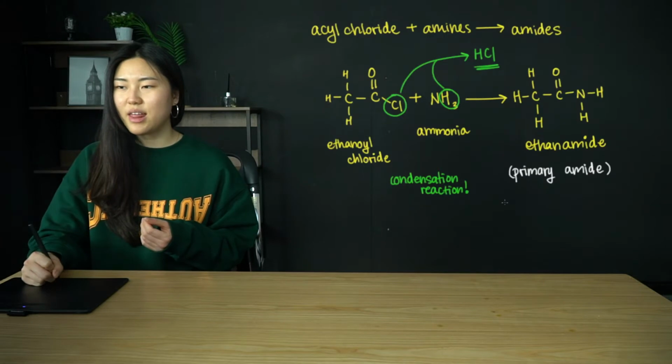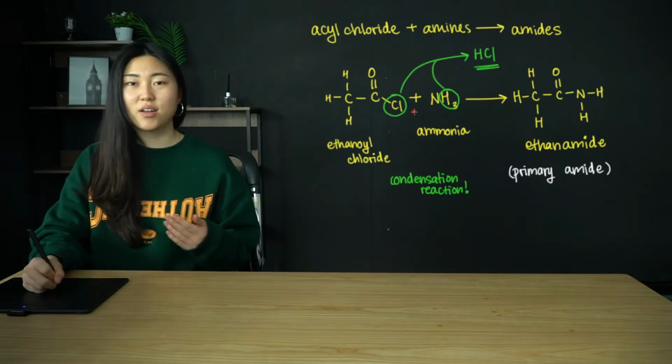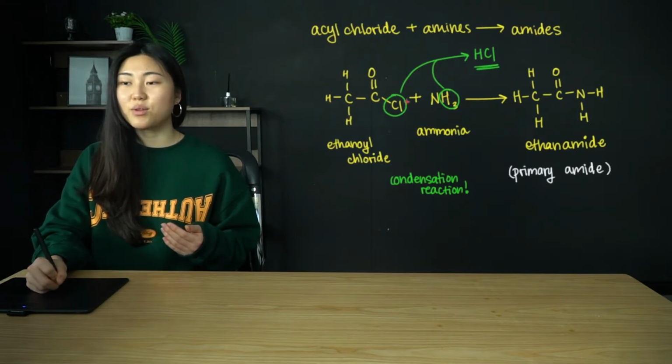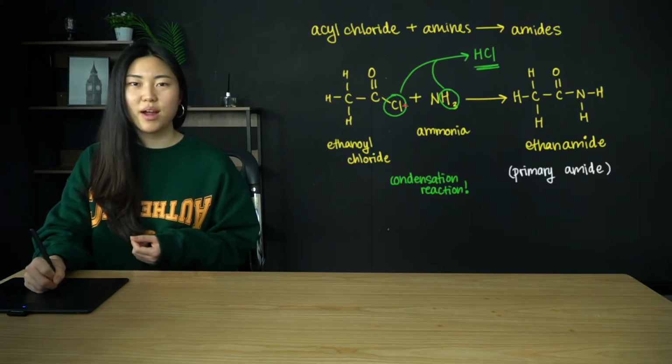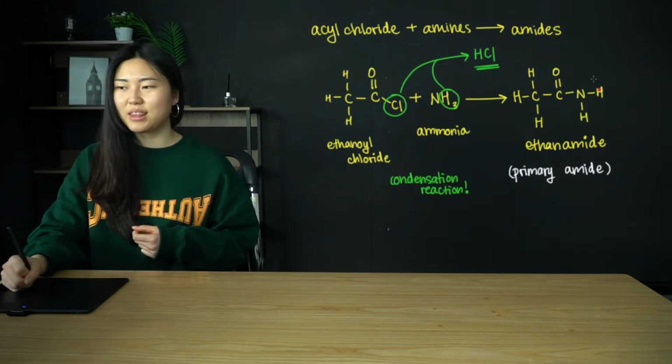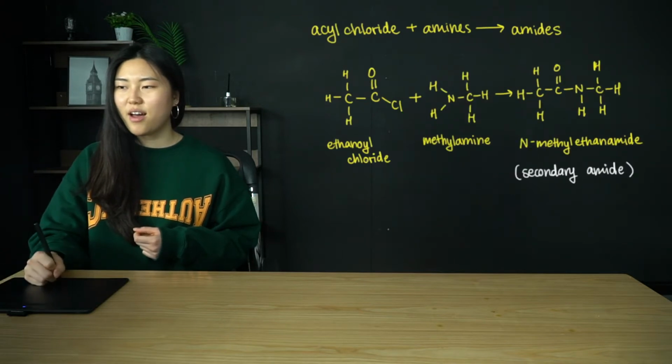You'll see that this is a condensation reaction because we are removing one H from the ammonia and the chlorine from the ethanoyl chloride. So HCl is being removed and we get the amide bond over here, C double bond O, NH.